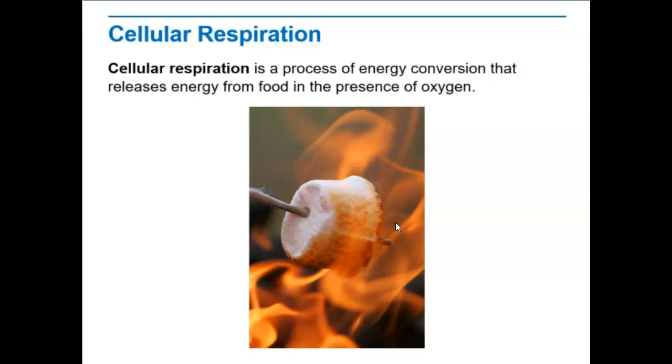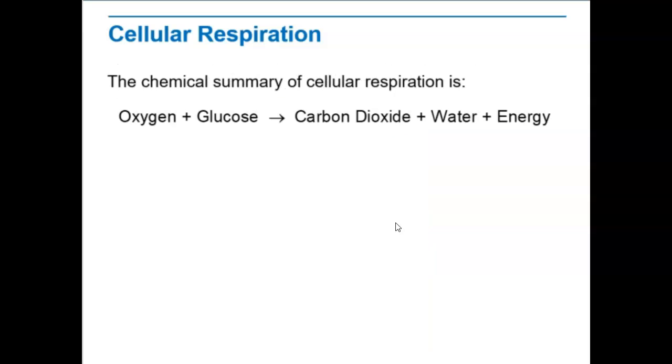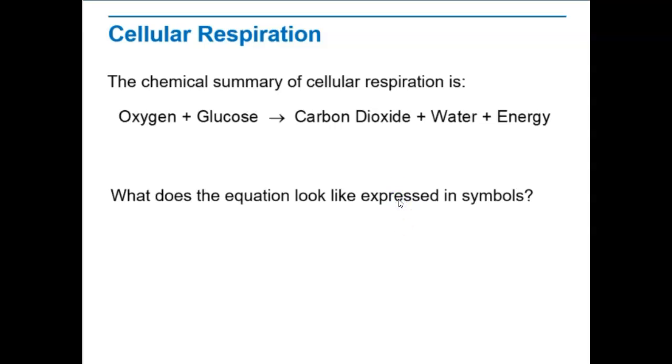So cellular respiration is the process of energy conversion that releases energy from your food in the presence of oxygen. So your chemical summary is going to be oxygen plus glucose yields carbon dioxide, water, and energy. Now, let's see here. What would this equation look like if it was expressed in symbols?